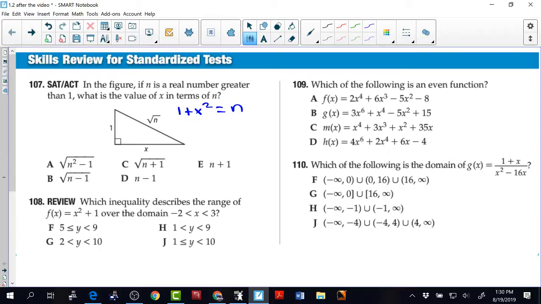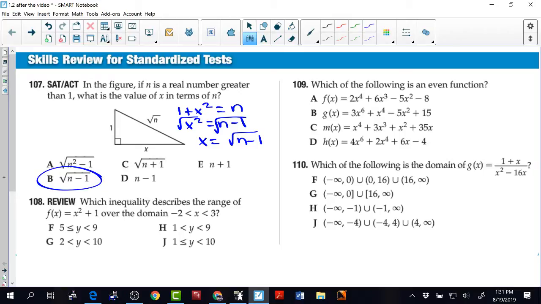So we want x equals. We have x squared is equal to n minus 1. So subtract 1 over. Square root both sides. So x is equal to, normally I'd have plus or minus, but they only have the plus there. So we won't worry about the minus since it's multiple choice.